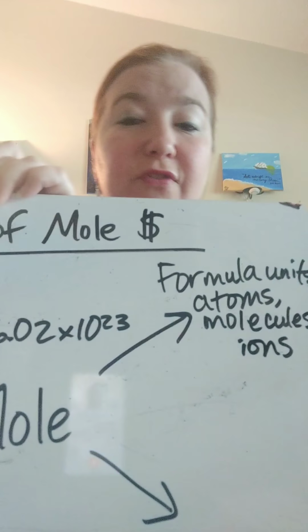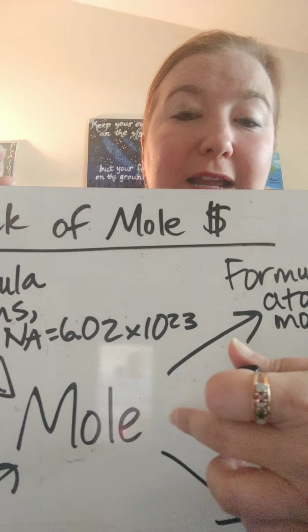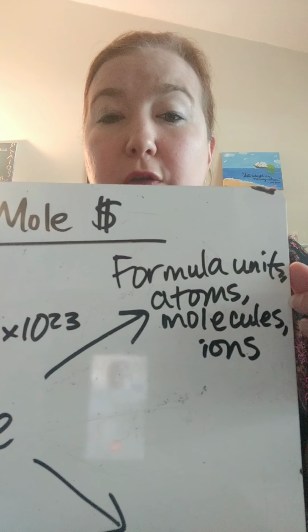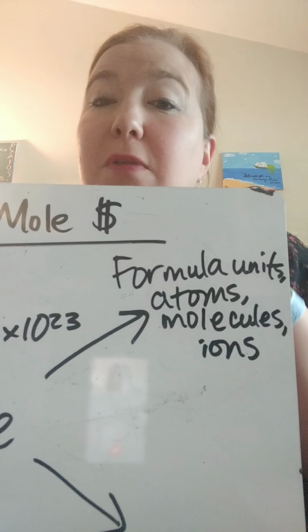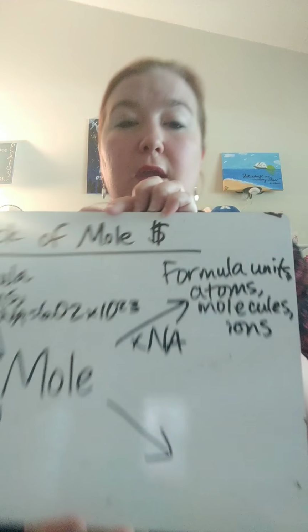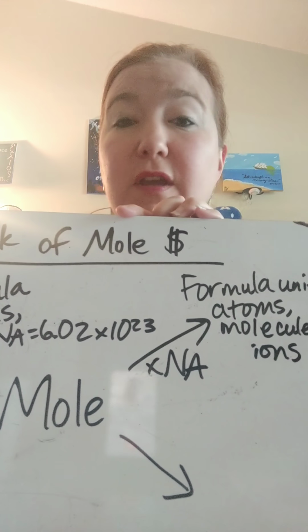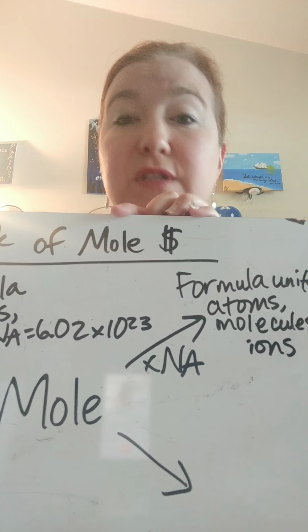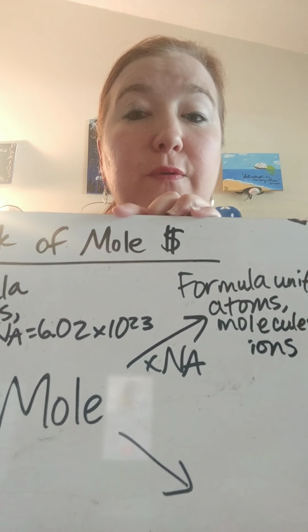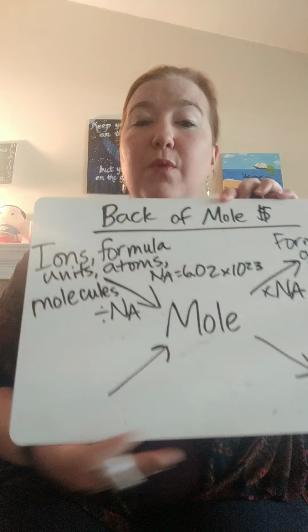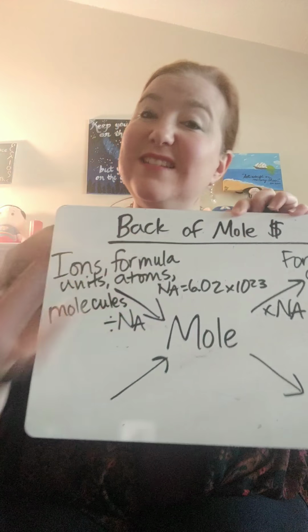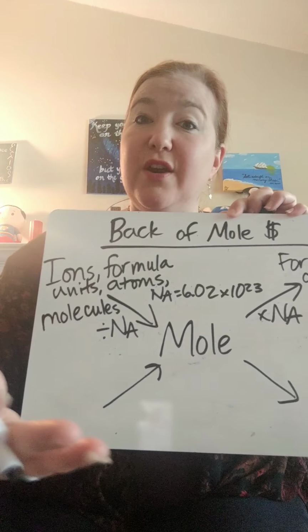Now, if I have the mole in the middle, I can choose to go to those other units by multiplying by Avogadro's number. It's a capital N with a capital A subscript, so it's not to be confused with N little a, which is sodium, which we learned on the periodic table. Okay? Now I want to get to something that I can see, I can feel, it's there, it's present. That's where mass comes in.